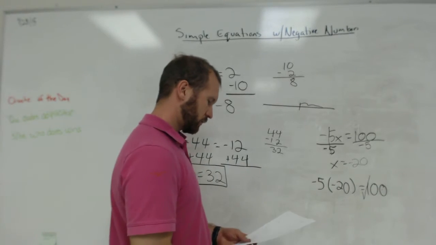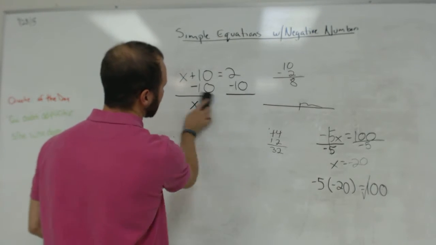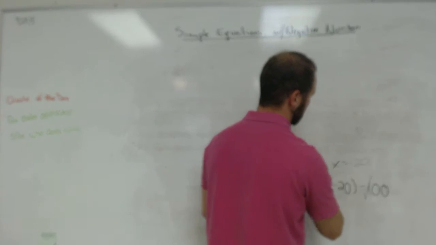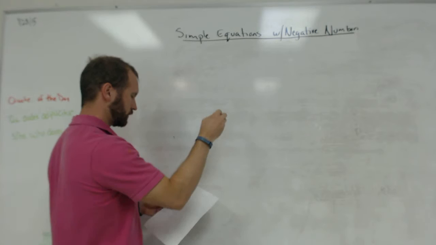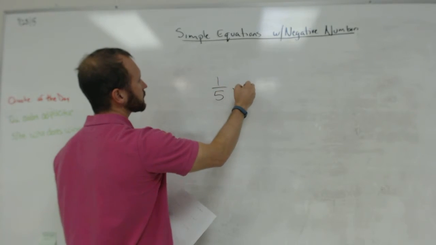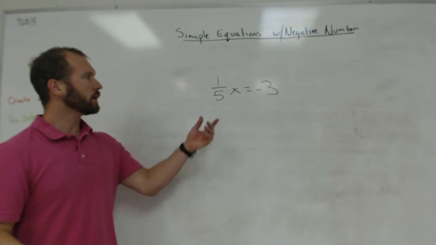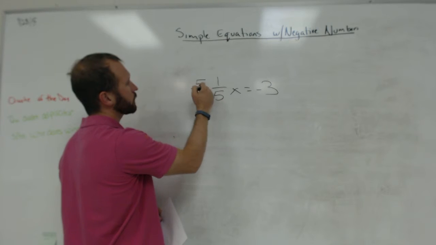Okay, let's do one more. This one's going to have a fraction. A fraction. Okay, 1/5 x equals negative 3. How do I get rid of 1/5? I multiply times 5 over 1.